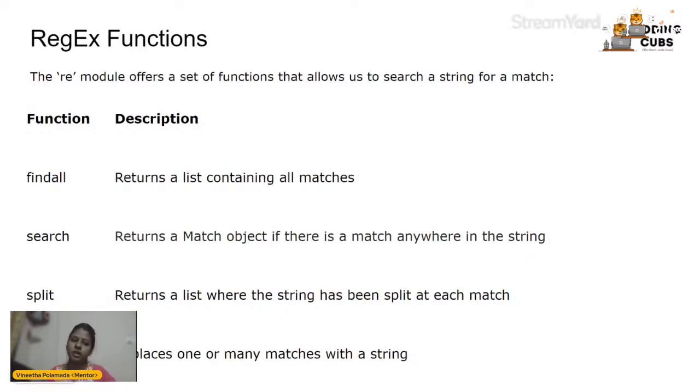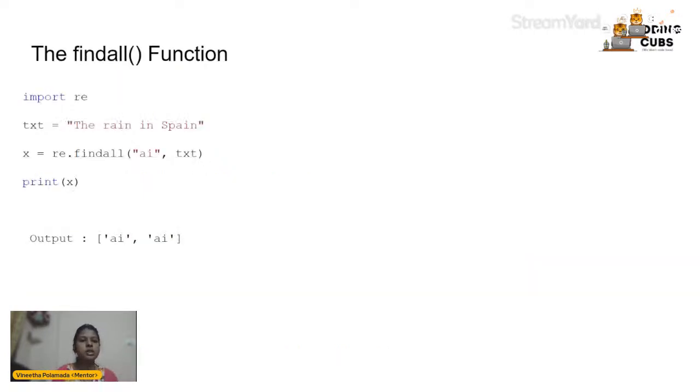And what the split function does is that if you mention a character and that character is present in your string, it just splits that into two parts. Wherever that character is present, it will split that into two parts or however many parts. And then the sub function replaces one or more matches with the string. So we'll just look into all these functions in detail.